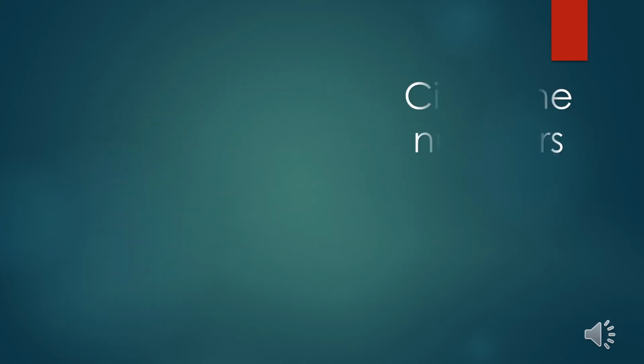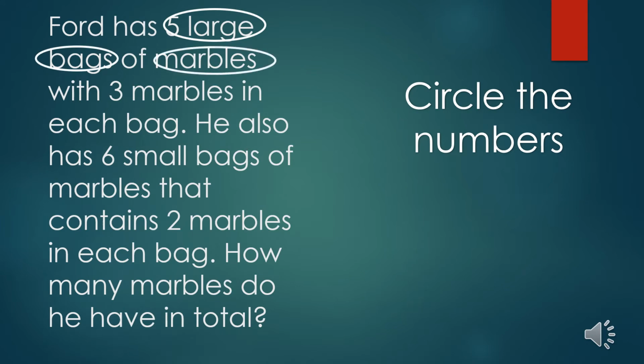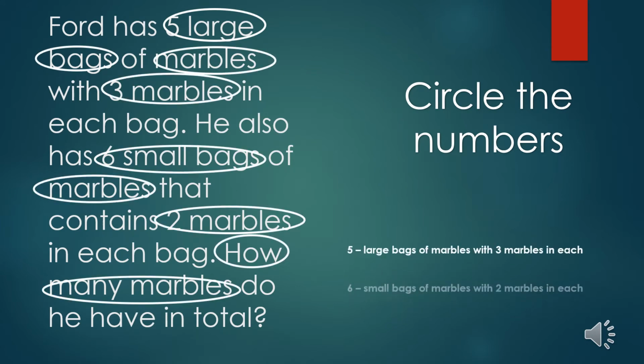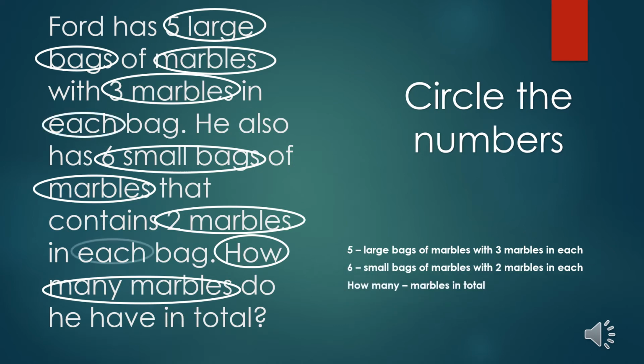C stands for circle the numbers, so I went ahead and circled 5 large bags, marbles, 3 marbles in each bag, 6 small bags, marbles, 2 marbles in each bag, and the words how many marbles, because that's what I'm looking for. To review what I did, I posted it down there and I wrote it: 5 large bags of marbles with 3 marbles in each bag, 6 small bags of marbles with 2 marbles in each bag. How many marbles in total?